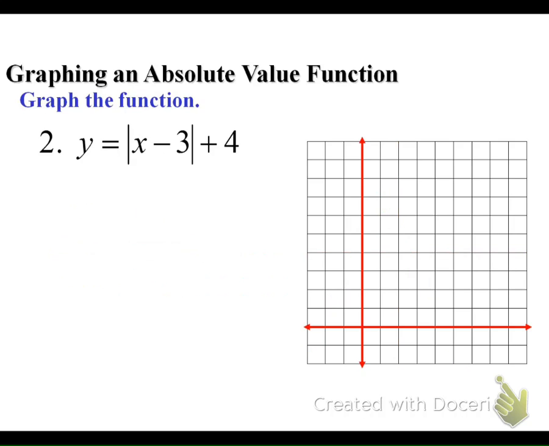All right, here's example 2. Let's see if I can talk through this one a little bit better. What are they subtracting from the X? What are they adding on the end? 4. So our vertex will be at the point 3, 4. Our axis of symmetry is the vertical line through that point. So X equals positive 3.